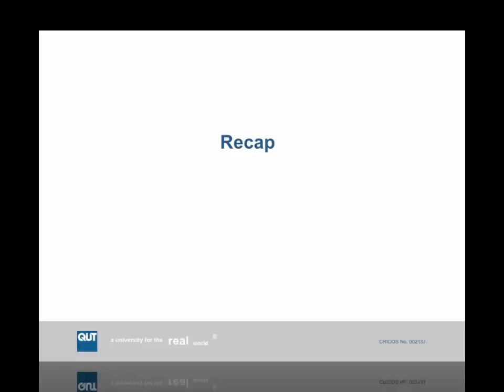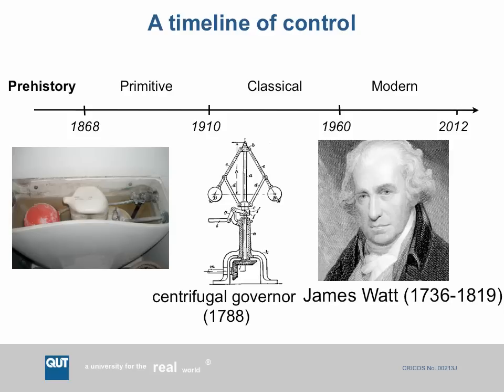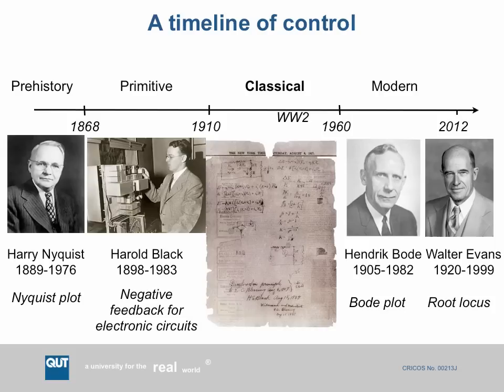In the last lecture, we touched on a number of points. We talked about the timeline of control from the so-called prehistory of control before James Clerk Maxwell in 1868. And at that time, the control technology of the day was something like the float valve regulator, which we still find in toilet systems today, and the centrifugal governor invented by James Watt. The classical period of control is what you have encountered in previous units, and that era of control gave us tools like Nyquist plot, like the Bode plot, like the root locus diagram, and it is when negative feedback was applied for the first time to electronic circuits.